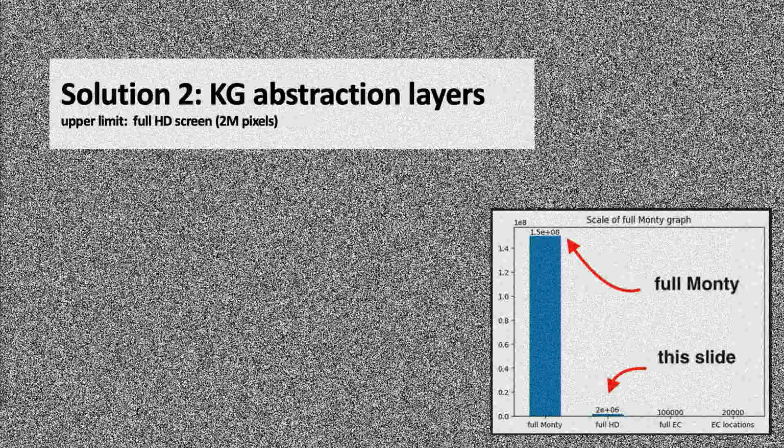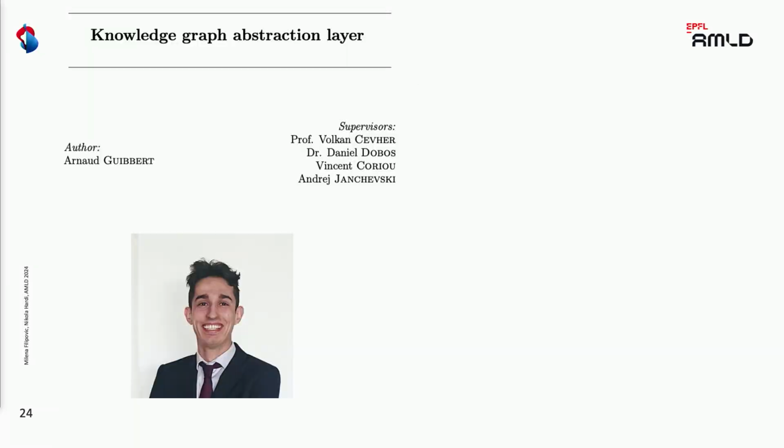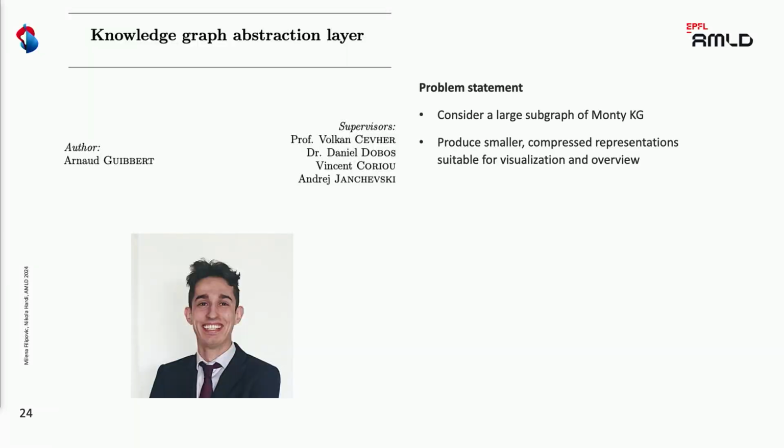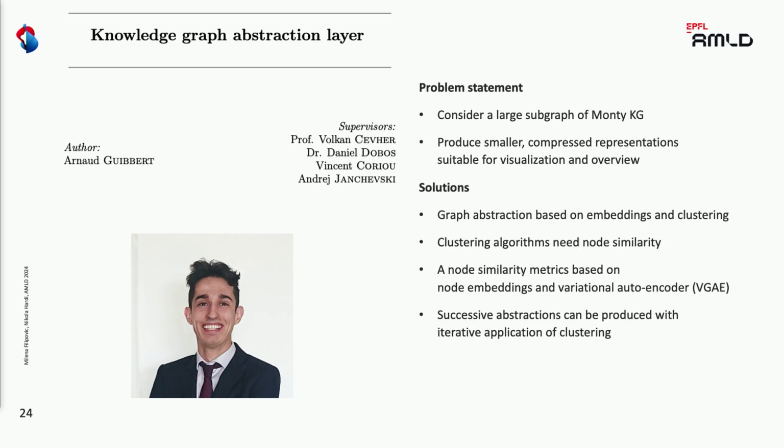And this is the second master thesis that was done by Arnaud, who is also here with us. This thesis had the title Knowledge Graph Abstraction Layers, and it's kind of like a zoom in and zoom out feature on our knowledge graph. So here the setup was slightly different. We considered the subgraph as a whole. Marie worked with many smaller subgraphs. Here Arnaud worked with a huge subgraph of around 100,000 nodes. And then we considered how to compress it and how to visualize it.